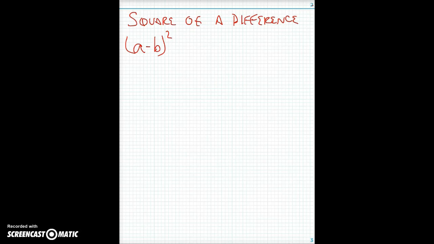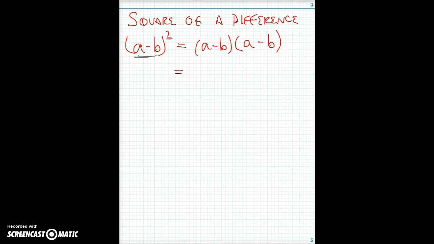Another product we might come across often is the square of a difference. So here we have a difference, a minus b, and we're squaring it. For any two real numbers a and b, if we multiply this out, what this really means is we have a minus b used as a factor 2 times. So a minus b times a minus b.